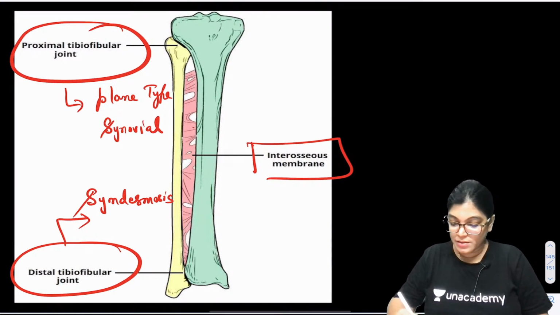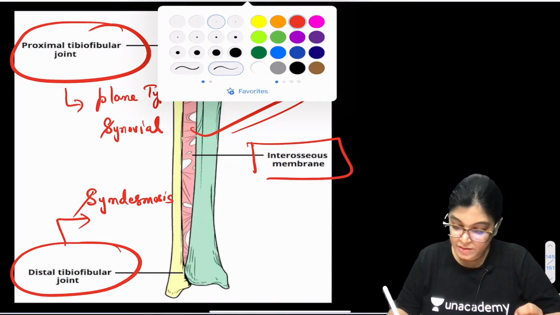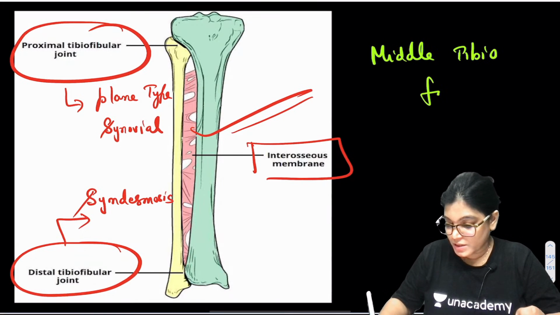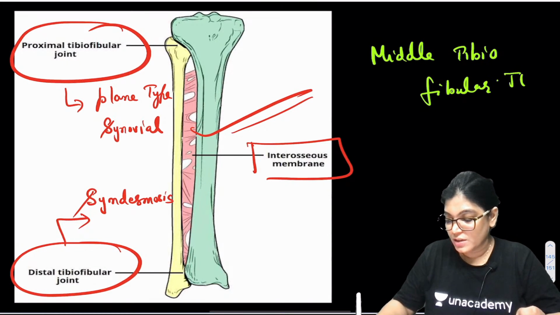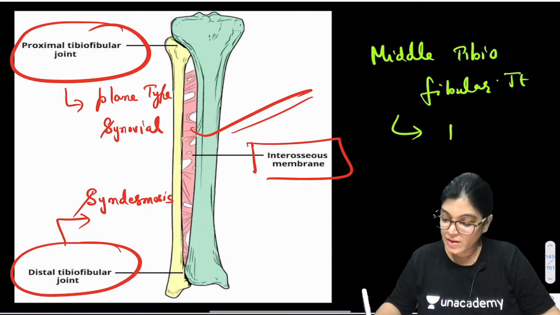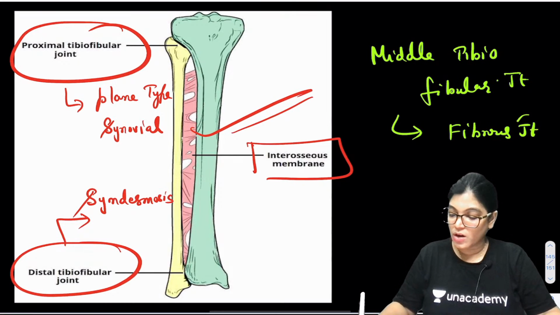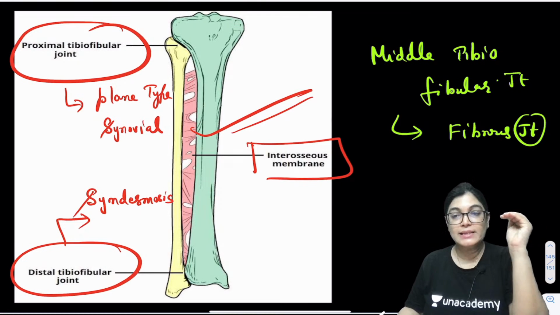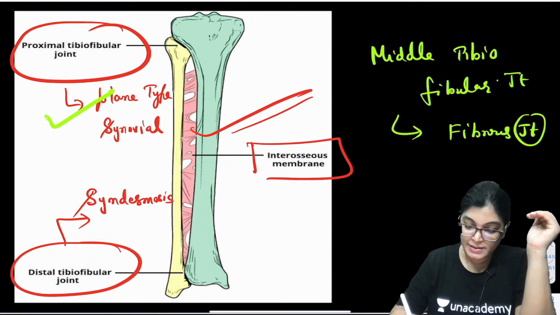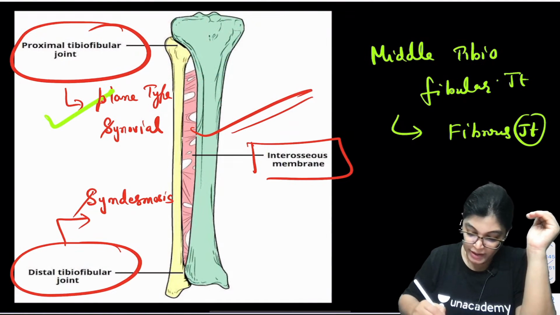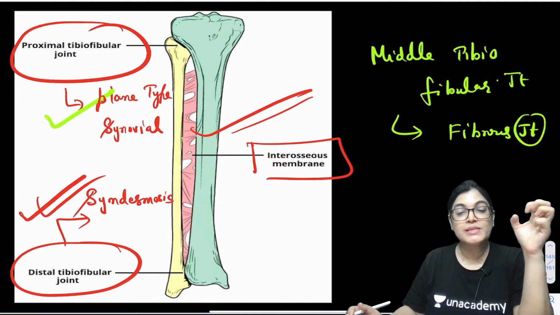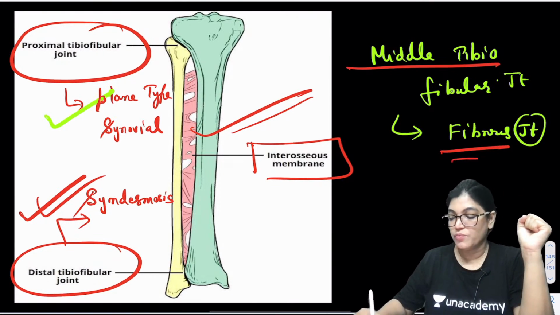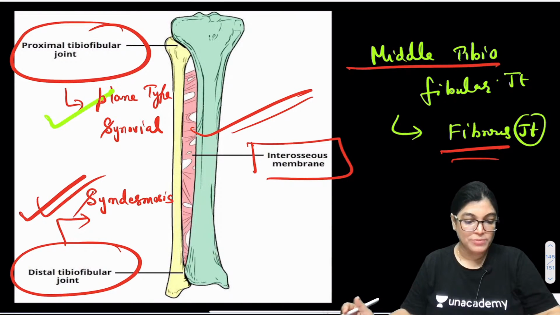And if you see the middle one, the middle tibiofibular joint, which type of articulation is it? It is a fibrous joint. So, please note down, the articulation between tibia and fibula at the proximal end is an example of the plain type of synovial joint. The distal end is an example of the syndesmosis variety of joint. And the middle one is an example of fibrous articulation.